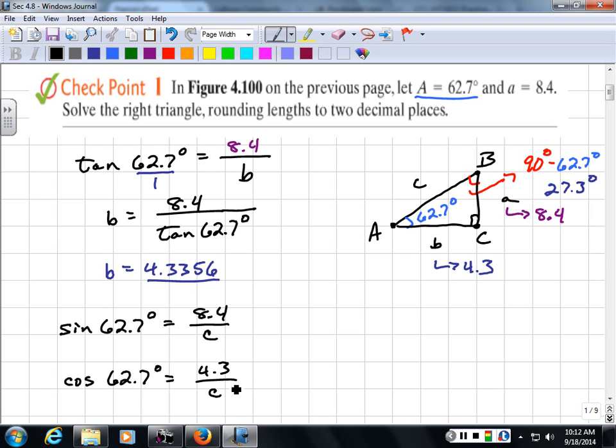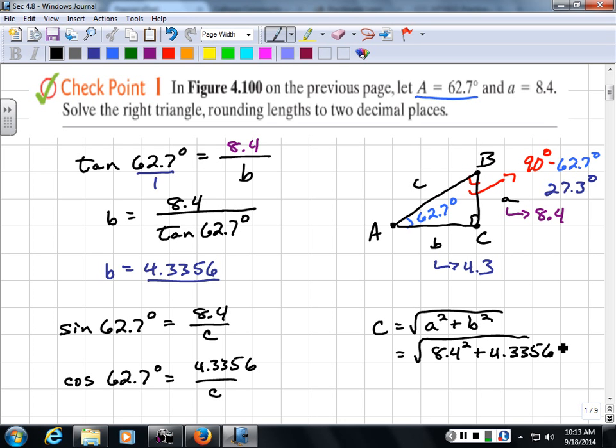But what did I say about calculations? Leave it as 4.3356. Or I can do c is equal to the square root of a squared plus b squared, which will be equal to the square root of 8.4 squared plus 4.3356 squared. Now, here's the question that I'm going to ask you. Of those three methods, which one do I actually want to use?